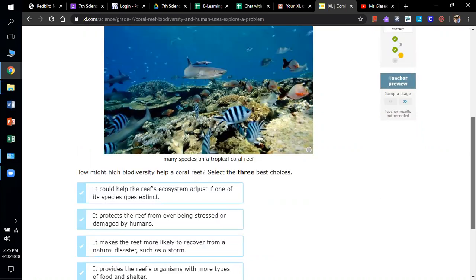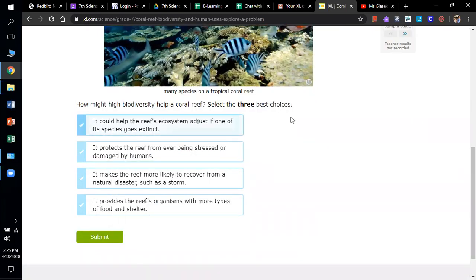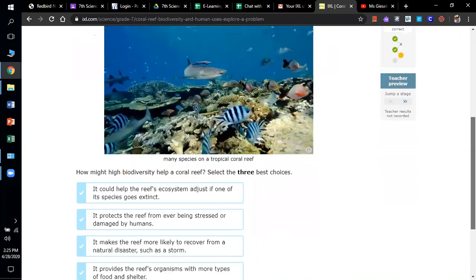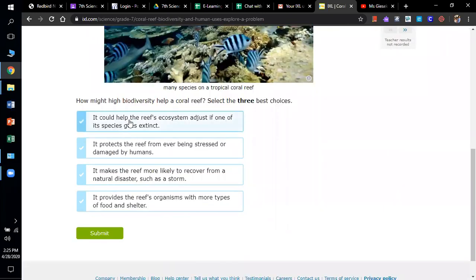Yes, hi Crosby. How might high biodiversity help a coral reef? It could help the reef's ecosystem adjust if one of its species goes extinct.